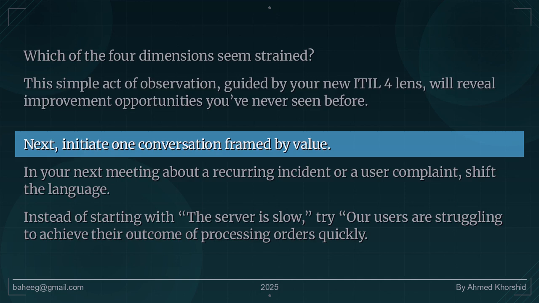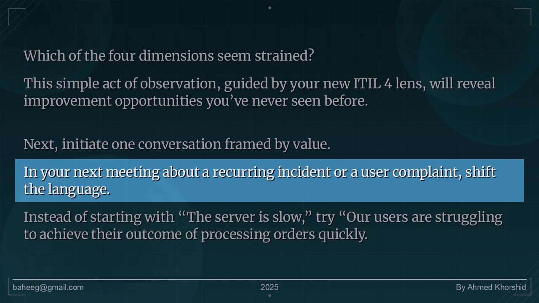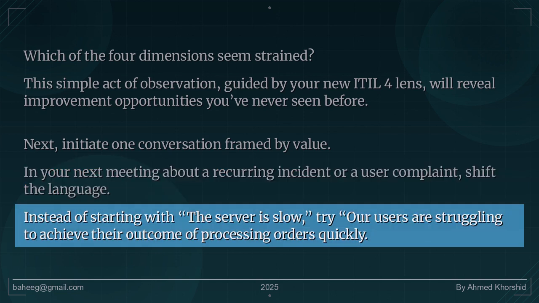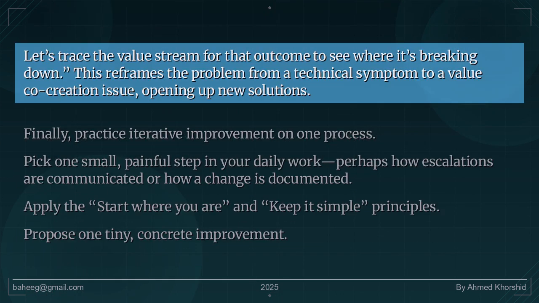Next, initiate 1 conversation framed by value. In your next meeting about a recurring incident or a user complaint, shift the language. Instead of starting with the server is slow, try our users are struggling to achieve their outcome of processing orders quickly. Let's trace the value stream for that outcome to see where it's breaking down. This reframes the problem from a technical symptom to a value co-creation issue, opening up new solutions.